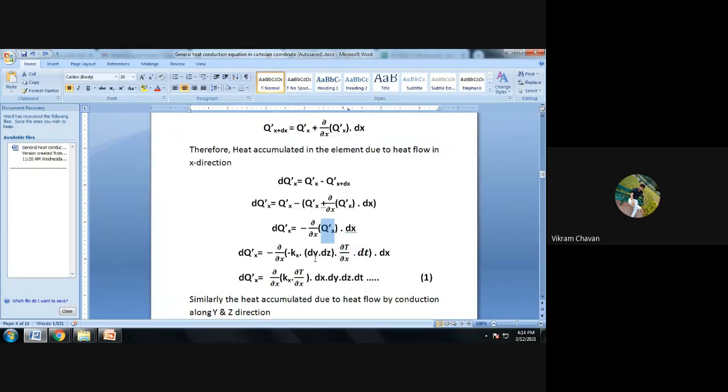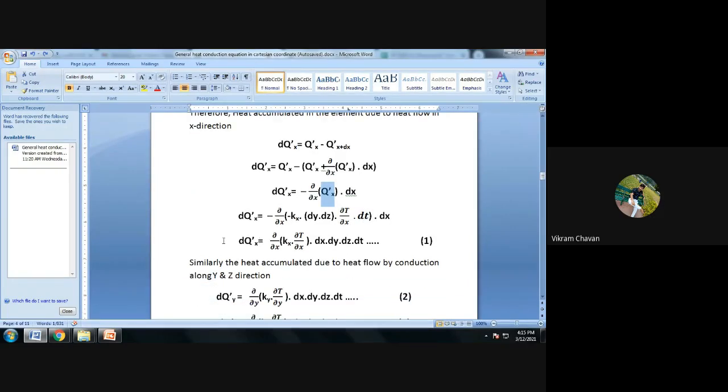Here dy and dz are constant, so we cannot differentiate dy and dz with respect to x; these two are constant. Here dabba t, dt is also constant. We cannot differentiate this with respect to x, so these constants we have taken out of the differentiation bracket. Similarly we will get this equation for dq dash suffix x, and a similar kind of equation we will get after doing the same procedure for the y direction and z direction.